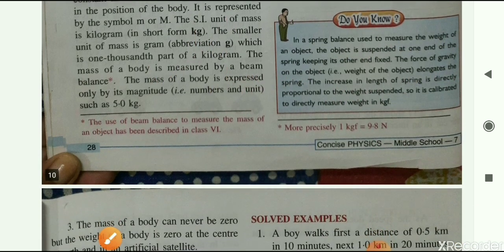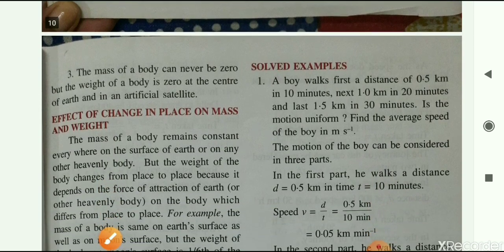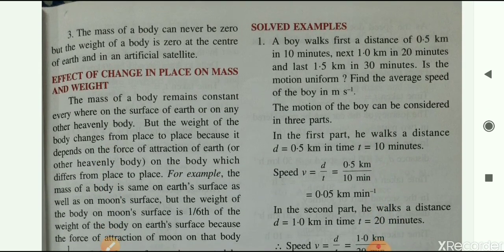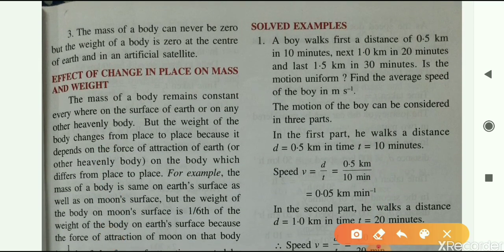Now the third one is, the mass of a body can never be zero, but the weight of a body is zero at the center of earth and in an artificial satellite. Weight is the force with which earth attracts a body towards itself. If at any place gravity is zero, then the weight at that place is also zero. And that is the case at the center of the earth and in an artificial satellite.